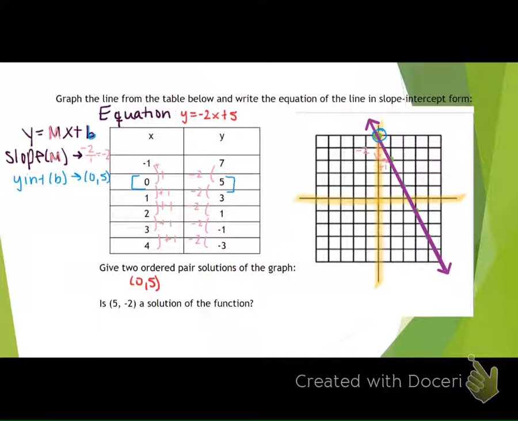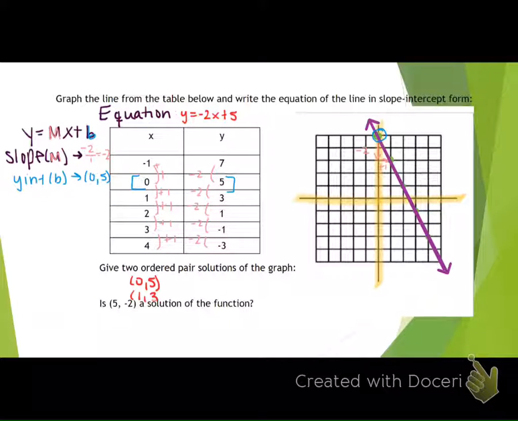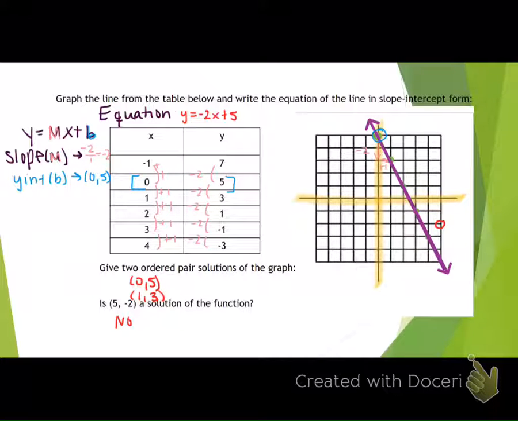Mackenzie, what's another one? 1 and 3. Is 5, negative 2 a solution of this function? Jen, you're shaking your head no. Why? Because if you're looking at the table or even the graph, when you're looking at 5, your number would have to be negative 5. Right. If you look on the graph, 5, negative 2 is not on our line. It's at negative 5. If you look at the table and we continue our adding 1, subtracting 2, that would be negative 5.